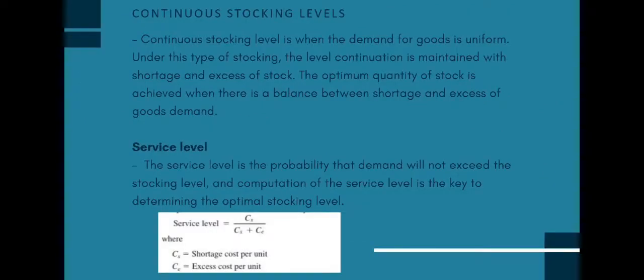Continuous stocking level. Continuous stocking level is when the demand of goods is uniform. Under this type of stocking, the level continuation is maintained with shortage and excess stock. The optimum quantity of stock is achieved when there is a balance between shortage and excess of demand. It is one of the types of single period model and inventory in stock that a business entity maintains against too much demand and supply of goods.